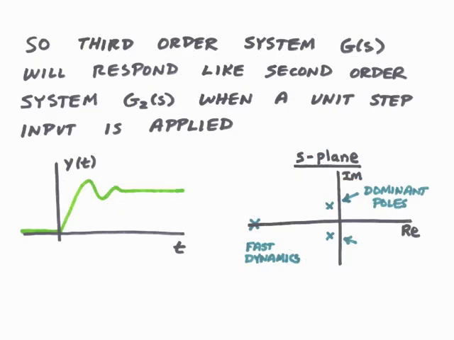Since the second order system dynamics have dominant poles in this example, the third order system G(s) will respond like the second order system G2(s) when a unit step is applied as input. So we can expect the output of the third order system to look like a typical second order system output, and that's sketched here, y(t). The overshoot and settling time for this response are dictated by the placement of the dominant poles in the complex plane.